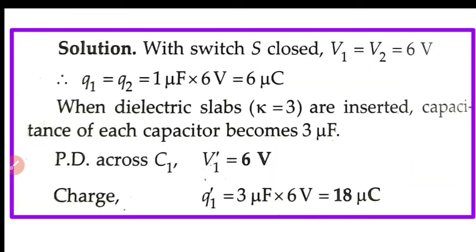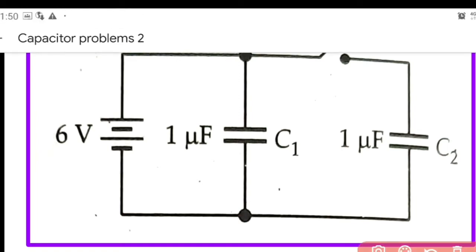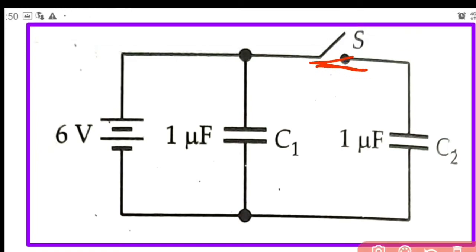So here with the switch S closed, first the switch is closed. So we have the switch closed means here it is closed. Means the two capacitors are connected in parallel. Across both the capacitors, the potential difference is how much? 6 volt. 6 volt is the potential difference across each capacitor.